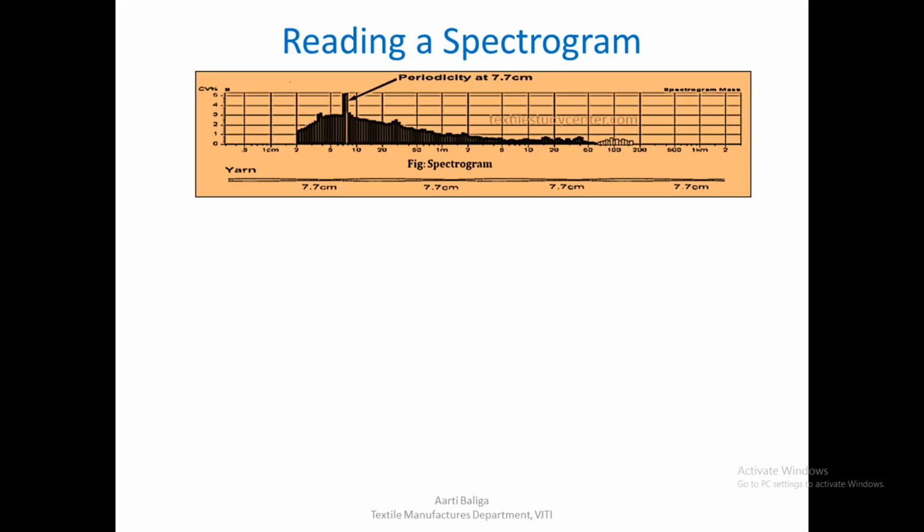So what does this exactly mean? It means that in the yarn that we have just tested, there will be a variation or a periodicity of 7.7 centimeters. If this is the yarn, it will appear like this, at 7.7 centimeters all throughout the yarn length.